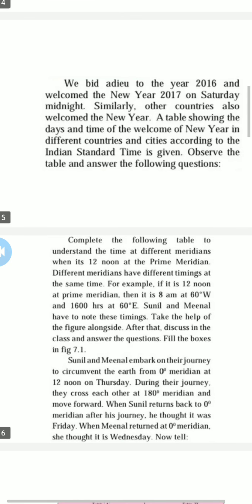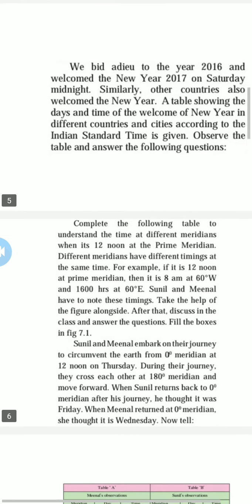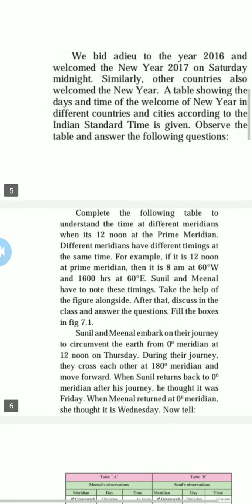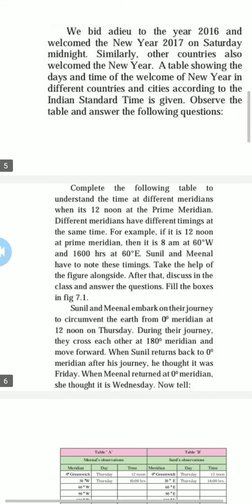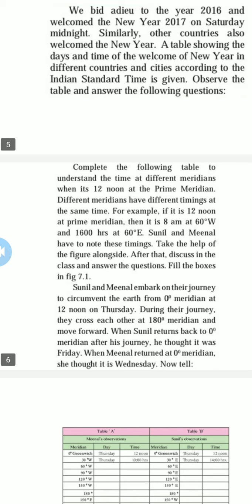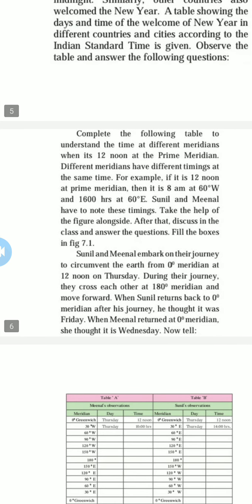Sunil and Minal embark on their journey to circumnavigate the earth from the 0 meridian at 12 noon on Thursday. During this journey, they cross each other at the 180-degree meridian and move forward. When Sunil returns to the 0-degree meridian after his journey, he thought it was Friday. When Minal returned to the 0-degree meridian, she thought it was Wednesday. So how has this happened?